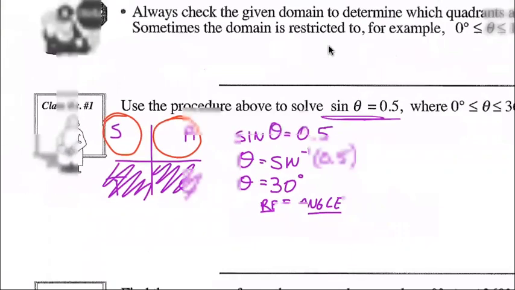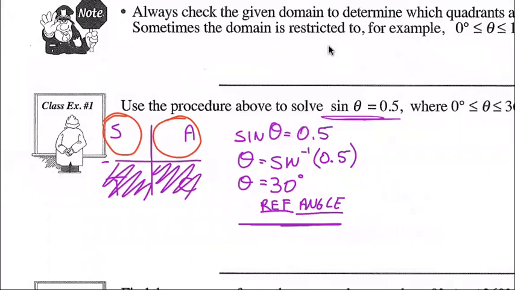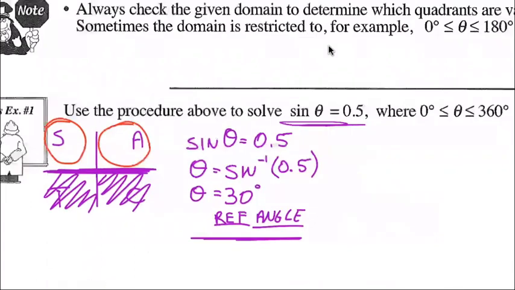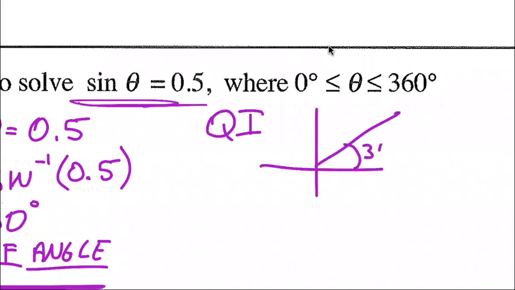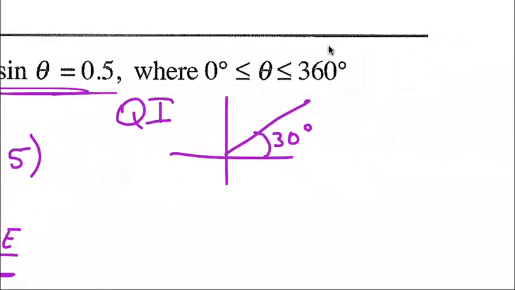Now I use this in combination with my two quadrants to determine what my two rotation angles are. So let's do it step by step. In quadrant 1, it's going to look something like this. I'm going to have some kind of angle that has a reference angle of 30 degrees. What's my rotation angle?